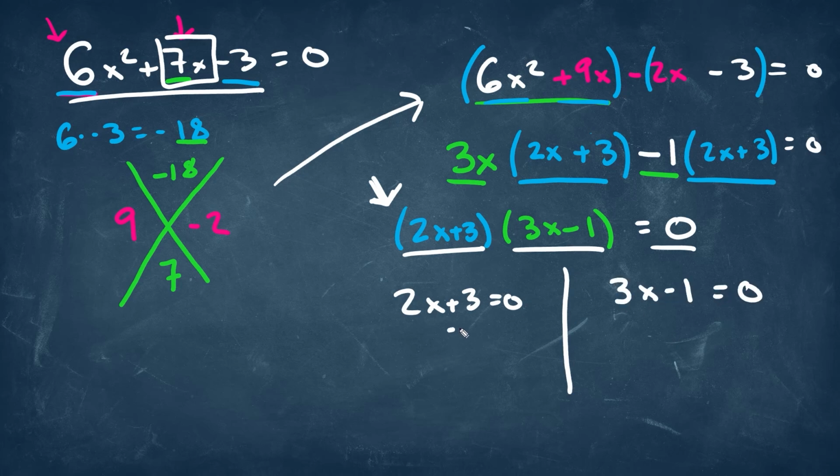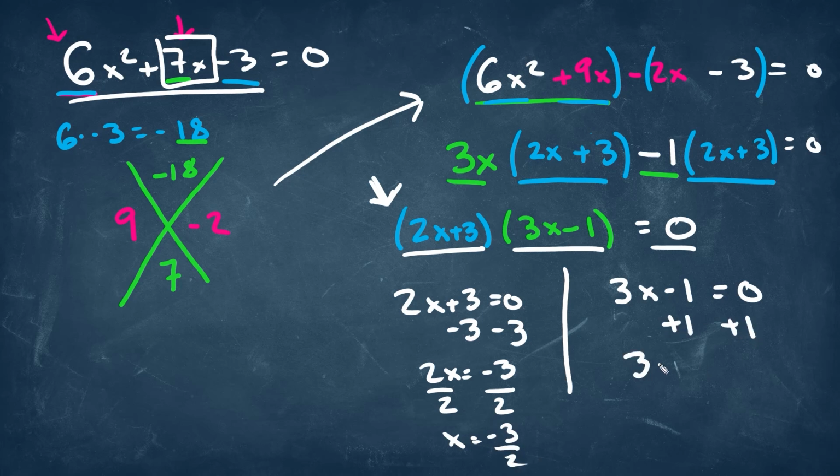We'll subtract 3 on both sides for this one, which will give us 2x equals minus 3. Dividing by 2 on both sides will give us that x is equal to minus 3 over 2. For the second one, we're going to add 1 on both sides. Now we're going to get 3x is equal to 1. Dividing by 3 on both sides will give us x is equal to 1 over 3. And these will be our two answers.